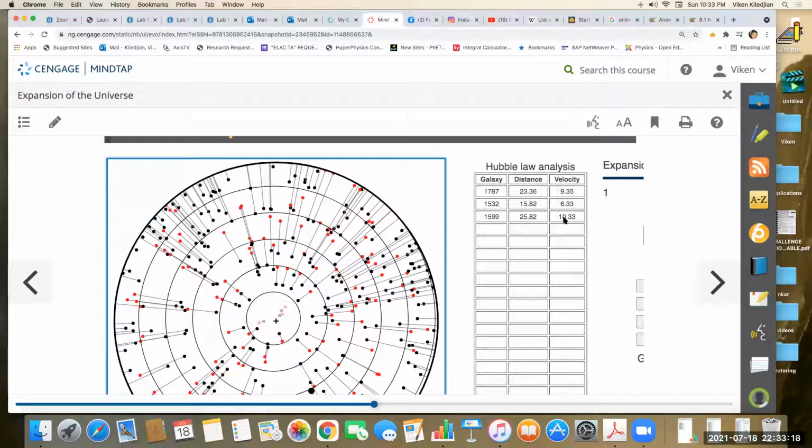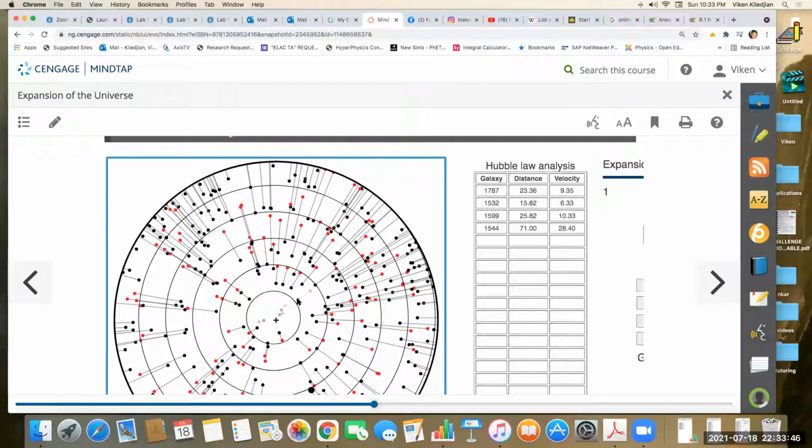Because it's traveled more distance in the same amount of time, its velocity is going to be faster. Now this one is farther away, and it has also moved more. Because space is the thing that's causing it to expand, the more space there is between us and that galaxy, the more it will expand, and therefore the faster the velocity will be. Okay, then we just start filling up these numbers.